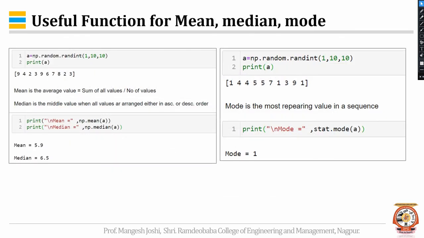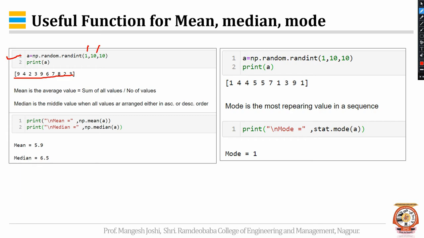Now, how to calculate mean, mode, and median. For this, I have generated 10 random numbers from 1 to 10. I have printed those series of values.